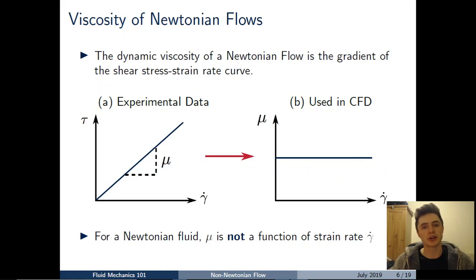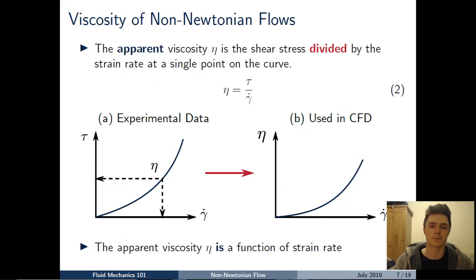Now, for a Newtonian flow, as I just mentioned there, what we can do is we can take our experimental data and take the gradient. That gives us the dynamic viscosity, which we can then use in our Navier-Stokes equations. And the important thing to remember from this curve is that because the gradient is constant, the dynamic viscosity is also a constant, and it doesn't depend on the strain rate gamma dot. Now, this will be different for non-Newtonian flows.